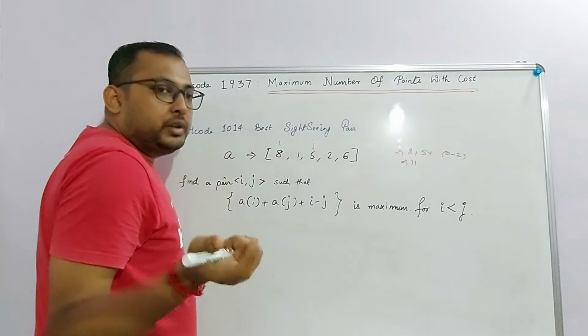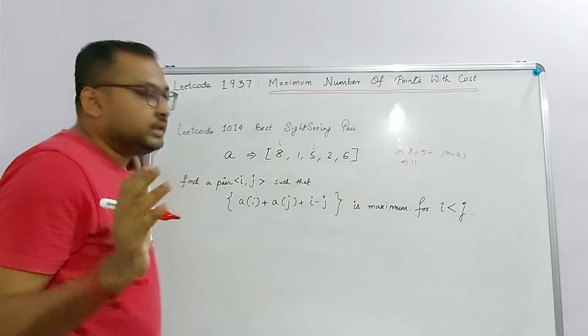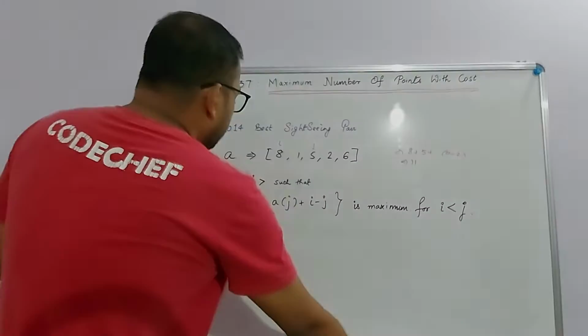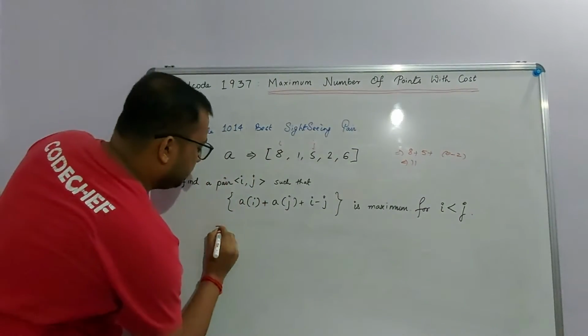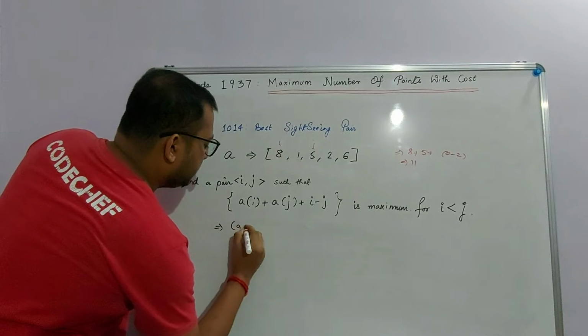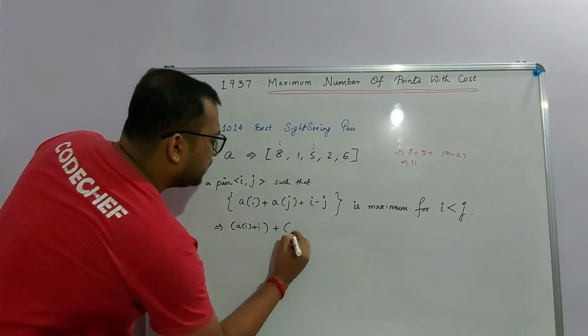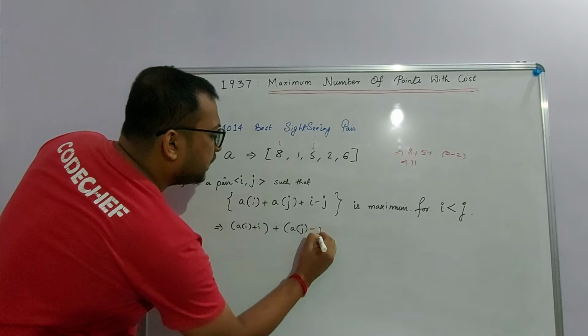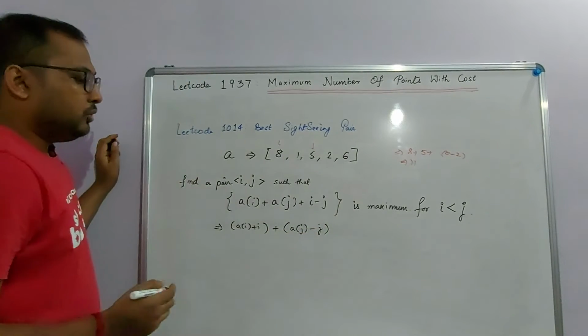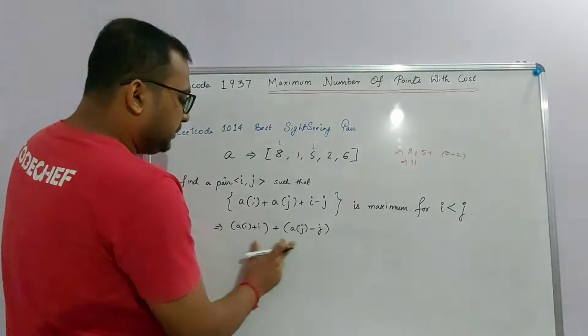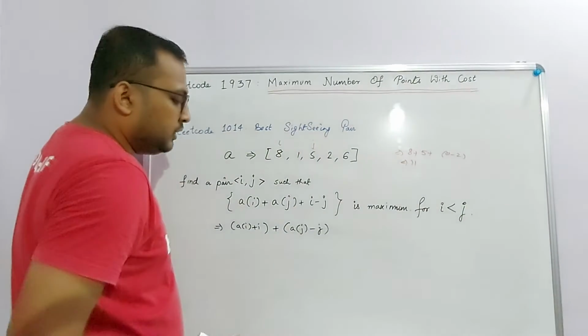Obviously you cannot do it in quadratic time, you have to do it in linear time. So let's see how. We can simply rearrange this equation. We take a of i plus i and we write it here as a of j minus j. Notice now that we have separated these variables i and j. So what does this mean?